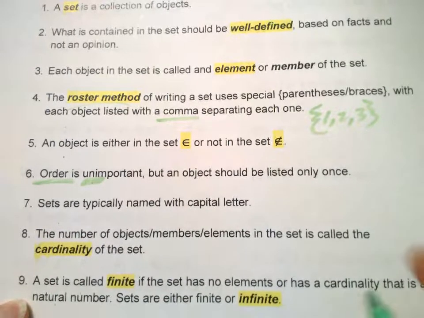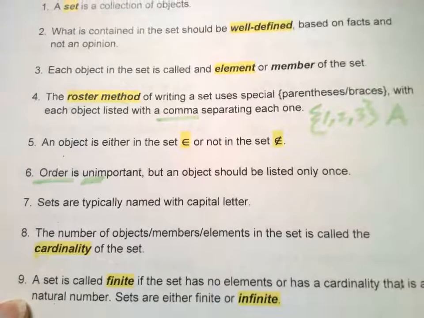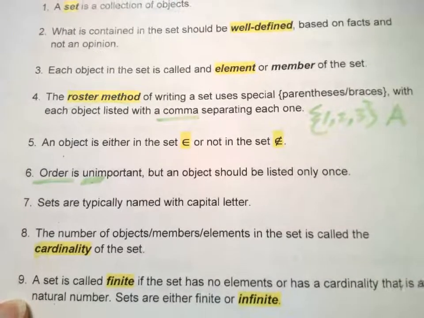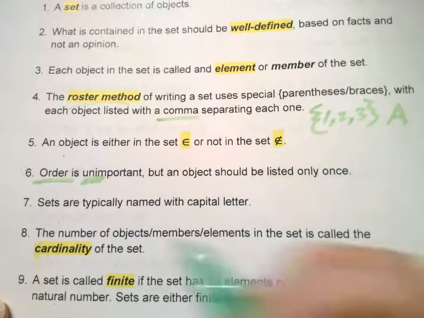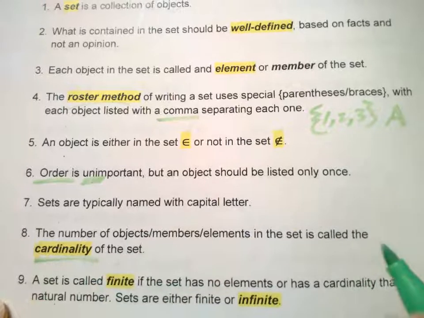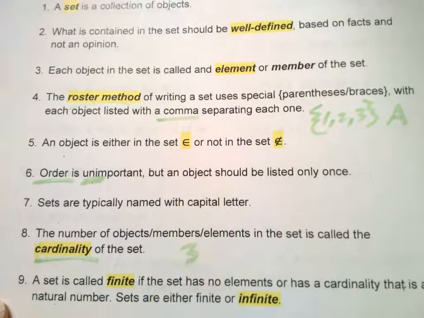Sets are typically named with a capital letter. This could be set A, set B, set C, whatever. They get a label so they can talk about sets together. Number 8 says the number of objects, members, elements in a set is called the cardinality of the set. So the set I made up there has a cardinal number of 3 because it has 3 members in its set.